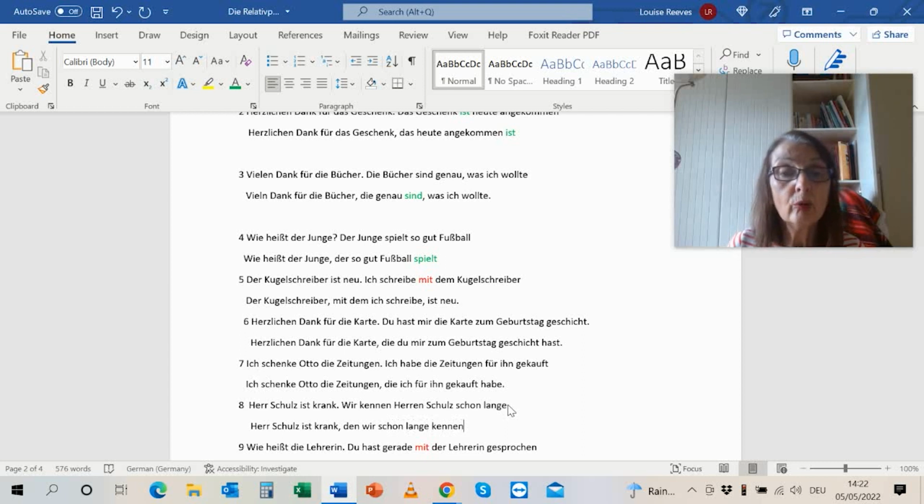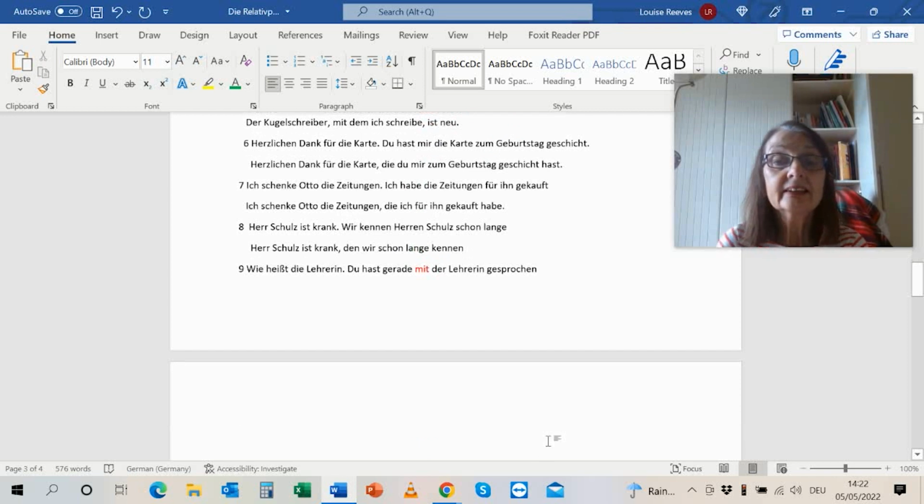There you have it. So Herr Schulz ist krank. Now we're replacing the Herrn Schulz, which is accusative. So then we need to have an accusative relative pronomen here. And then I've got my comma and I've got my verb at the end. Check. Wie heißt die Lehrerin?